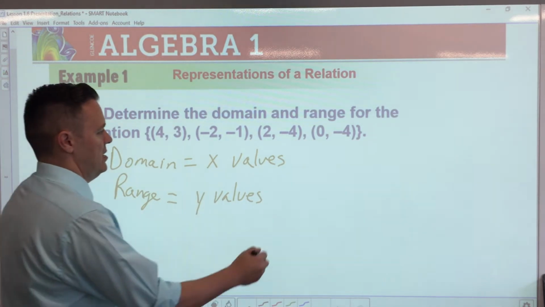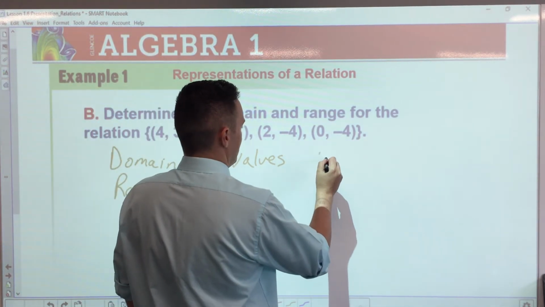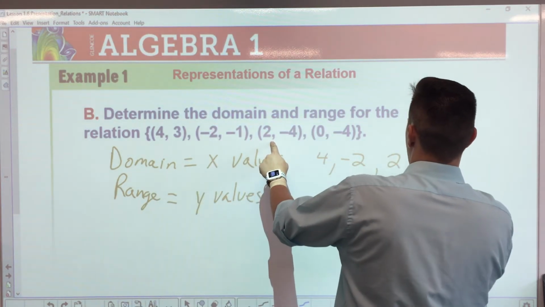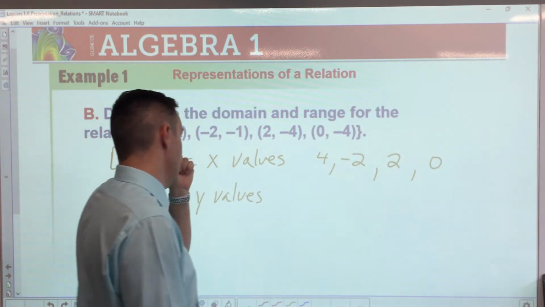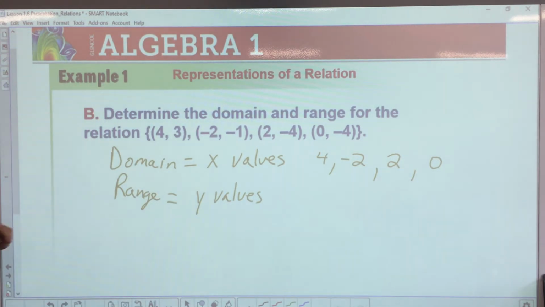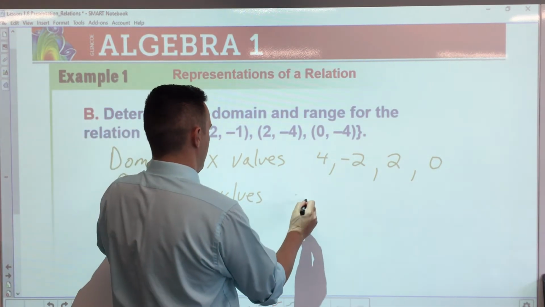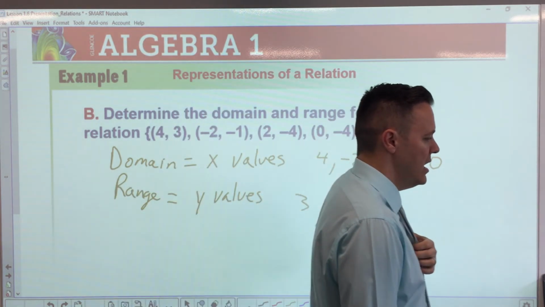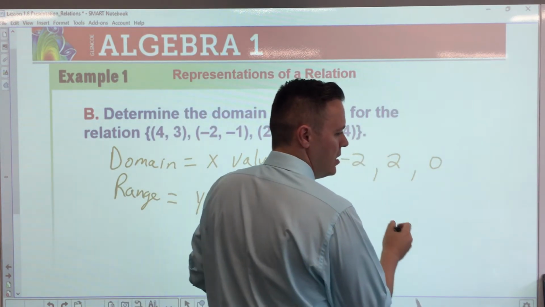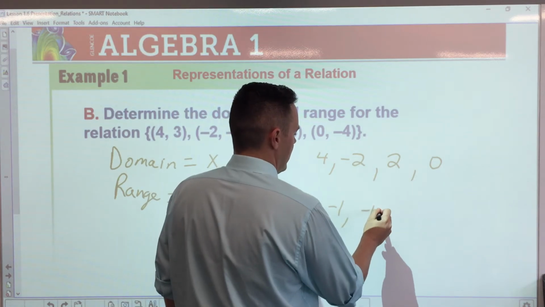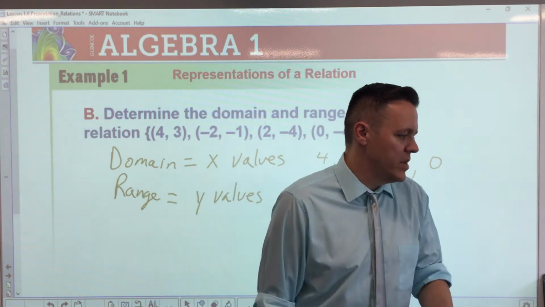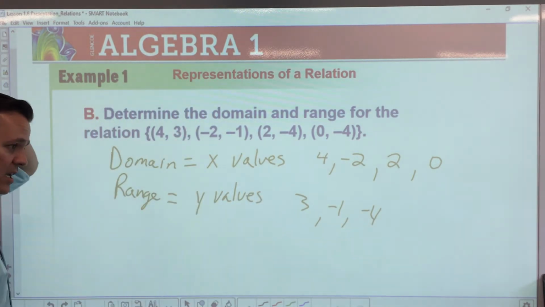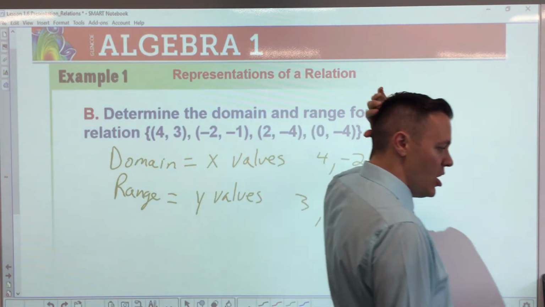So, what is the domain? The domain is going to be 4, -2, 2, and 0. Now, what is the range? The range is going to be 3, -1, and then it's going to be -4. That is your range. Please understand that. Those are the values that you have. If you guys have any questions on that, please let me know.